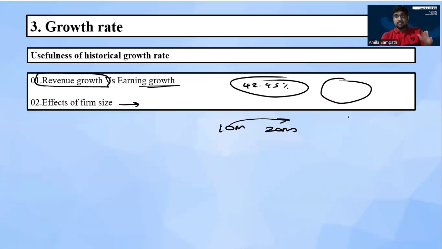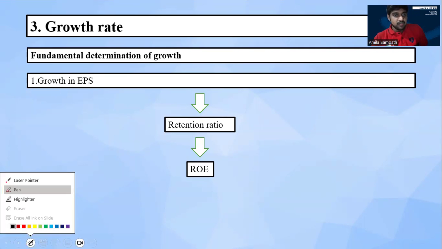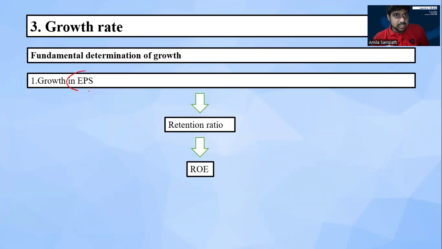Actually, as I told you, for revenue growth, using the historical trend or the historical data is okay to forecast the revenue growth. But for earning, like earning per share or net income, it is not okay to identify the growth based on the historical data. For that purpose, we can use several methods to identify the growth in earning per share and the growth in revenue. Here, first let's see how we can identify the growth in earning per share based on our business fundamentals.